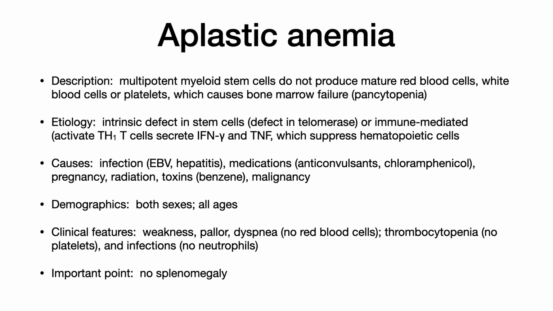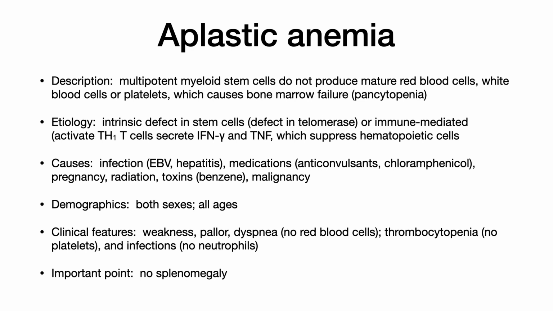Okay, aplastic anemia. This is due to multipotent myeloid stem cells that do not produce mature red blood cells, white blood cells, or platelets. So aplastic, no cells basically. And so anemia is kind of a little bit of a misnomer because it affects a lot more than just the red blood cells. But it can be due to an intrinsic defect in stem cells, or it can be immune mediated. Causes of it, EBV is one, which I think on a test, if there's ever a possibility of listing an EBV for a tumor or something like that, I'd put it.